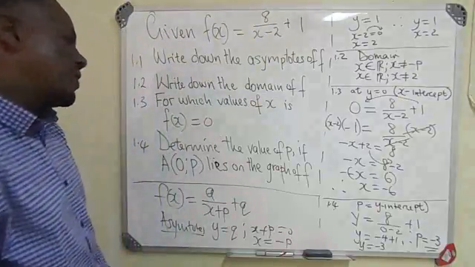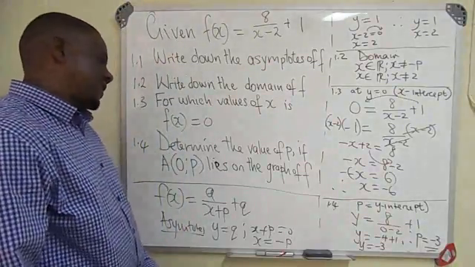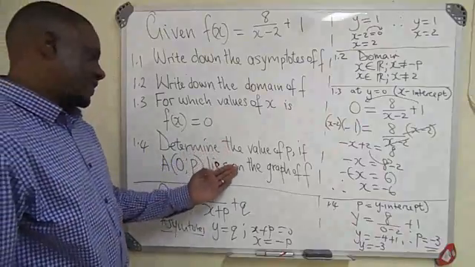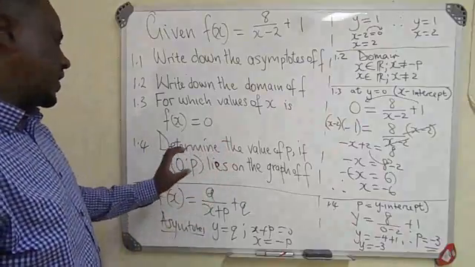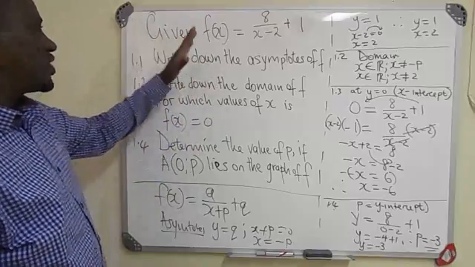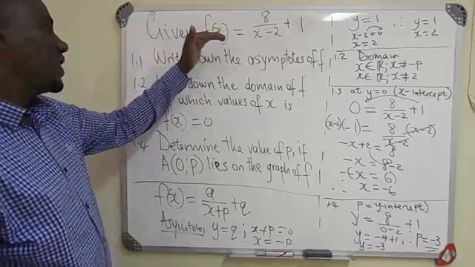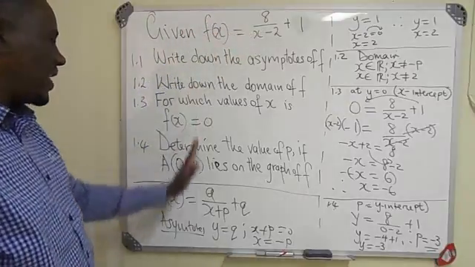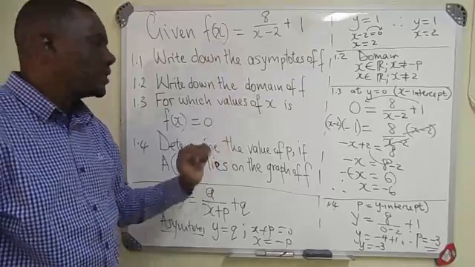So, when dealing with functions, the questions are asked differently. You need to understand the characteristics that are associated with each type of function. This is a hyperbolic function. It has asymptotes. Thank you.